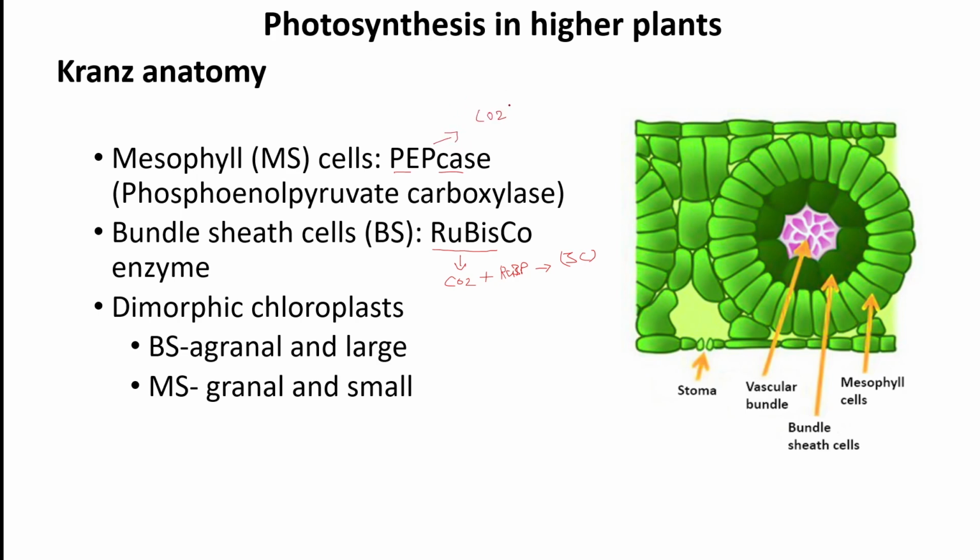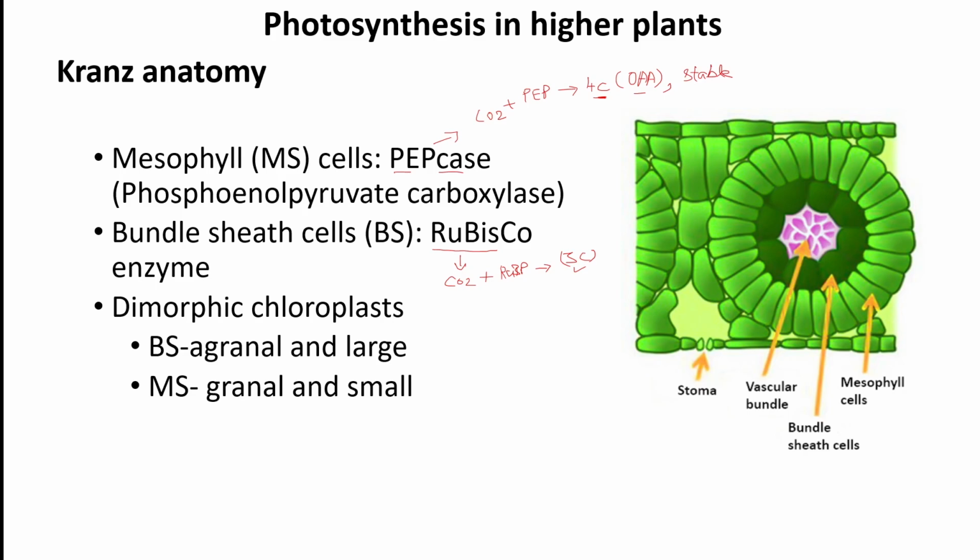Whereas PEP carboxylase, what does it do? It combines carbon dioxide with phosphoenol pyruvate, leading to the formation of a 4-carbon compound known as oxaloacetic acid. That's why it has been given the name C4 cycle, because the first stable compound formed here is a 4-carbon compound, oxaloacetic acid. Whereas in C3, the first stable compound is a 3-carbon compound known as 3-phosphoglyceric acid.